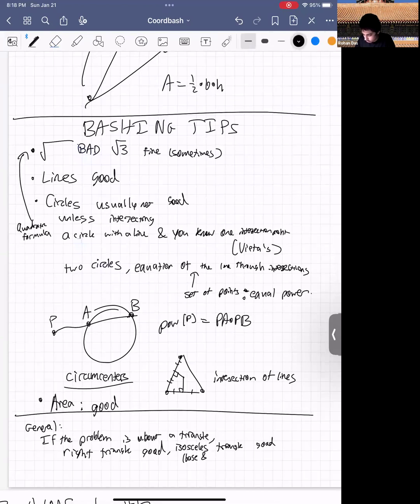So like this line, I'm just going to write it as median. So for the right triangle, you set the legs as the axes. And then an equilateral triangle is a special case of an isosceles triangle, so it's also usually good to work with. But some scalene triangles are also nice to work with.